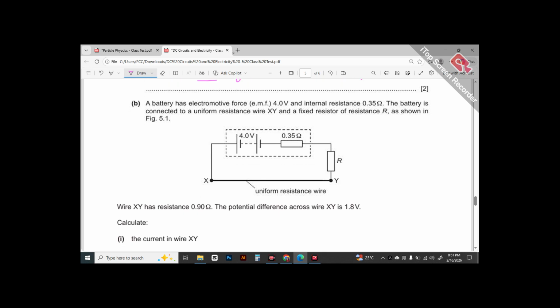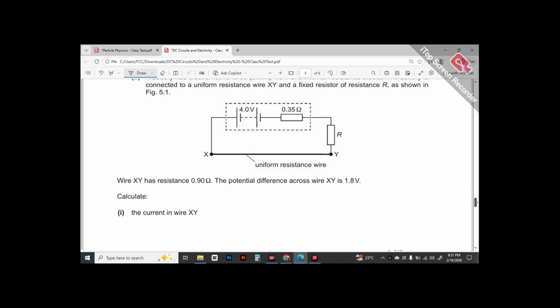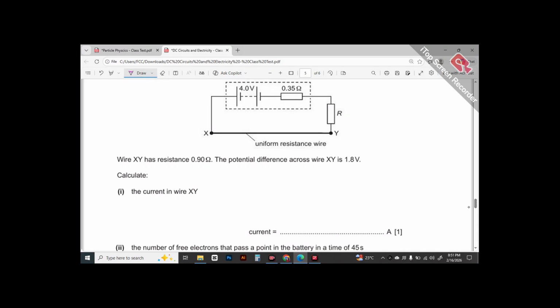Now, they are saying a battery has electromotive force EMF 4 volt and internal resistance of 0.35 ohm. The battery is connected to a uniform resistance wire XY and a fixed resistor of resistance R as shown in this figure. Wire XY has resistance 0.90 and the potential drop across this wire is 1.8. You have to find the current passing through the wire.